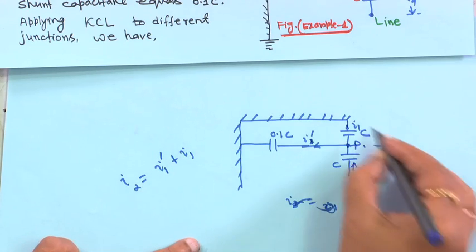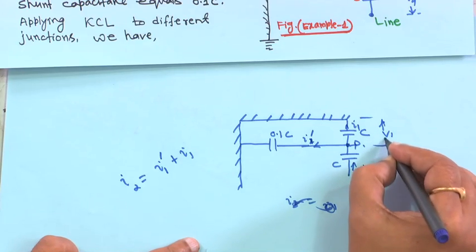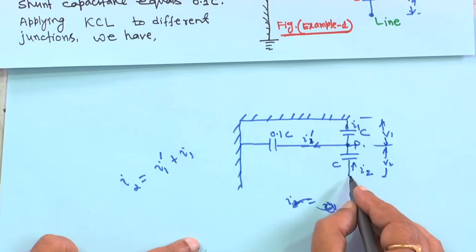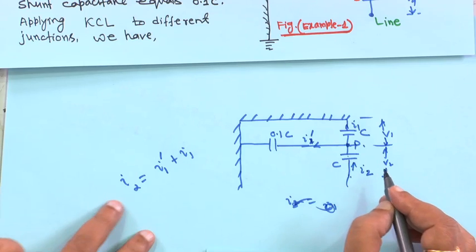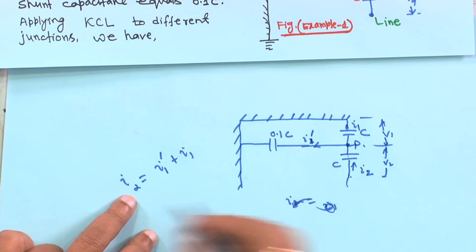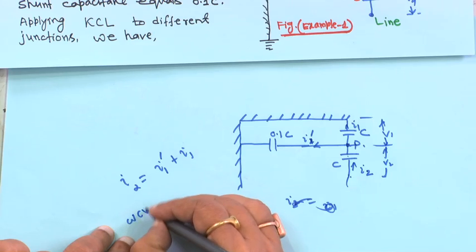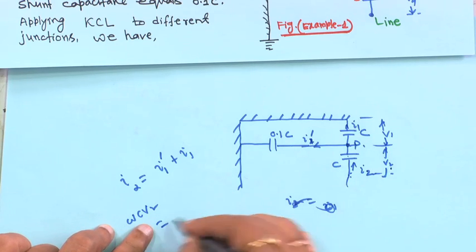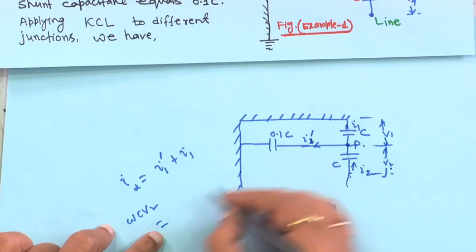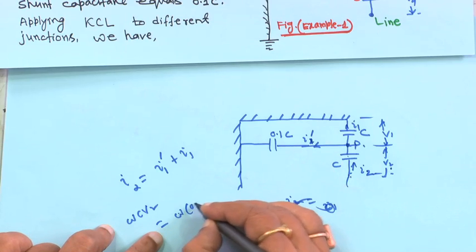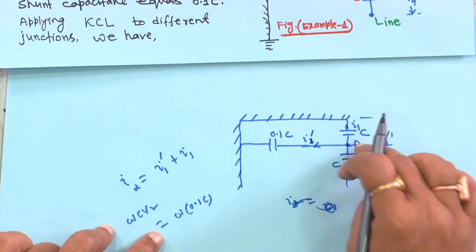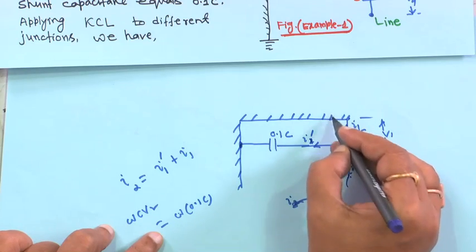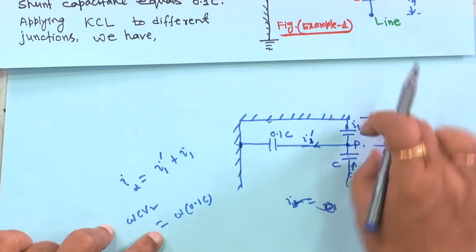Now, voltage across this is V1 and here it is V2. Similarly, another capacitor is here, but I am making only for this one. So, I2 is equal to omega C into V2, because voltage across this is V2. And I1 dash is equal to omega into 0.1 C into V1, because this point is the same, this is the cross arm of the tower. So, its voltage is V1.